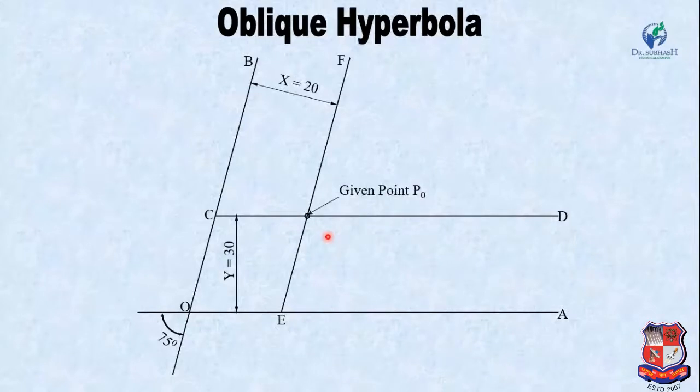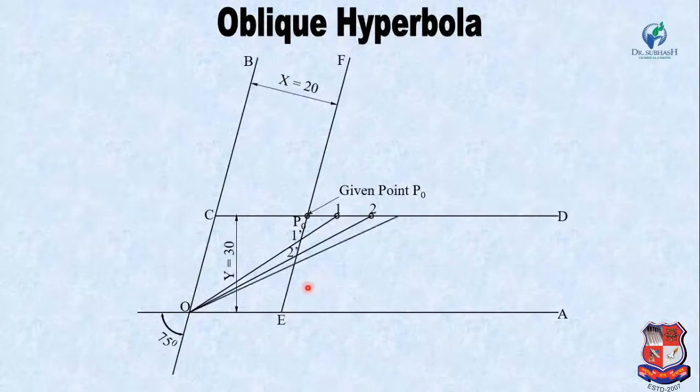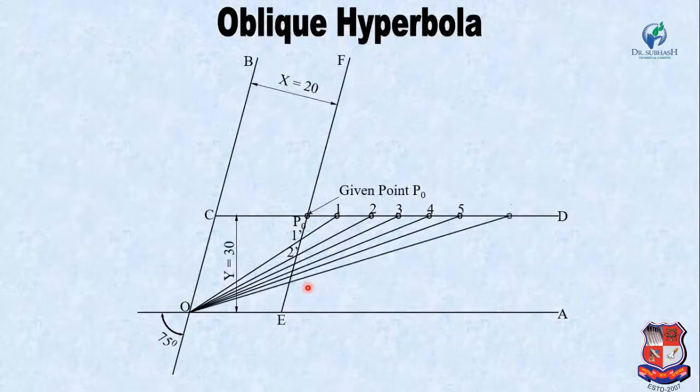Now repeat the same procedure as earlier. Point P0. Now point 1, P1. Point 1 and 1 dash, point 2 and 2 dash, similarly 3 and 3 dash, 4 and 4 dash, 5 and 5 dash, 6 and 6 dash. Also, another point on the other side is 7 and 7 dash.